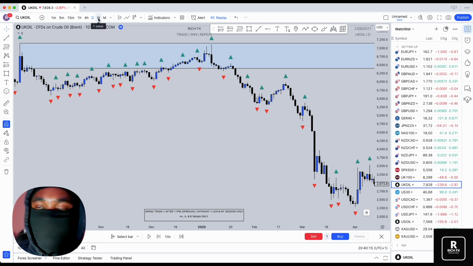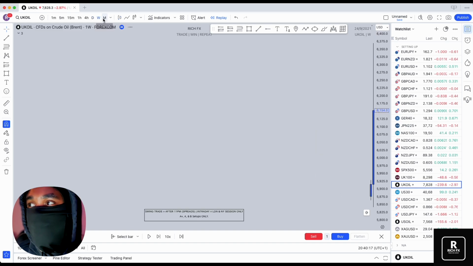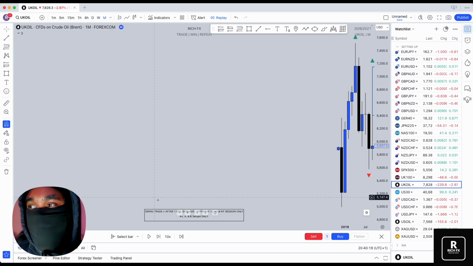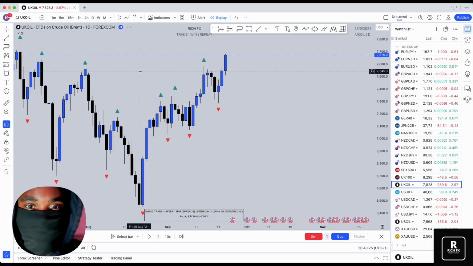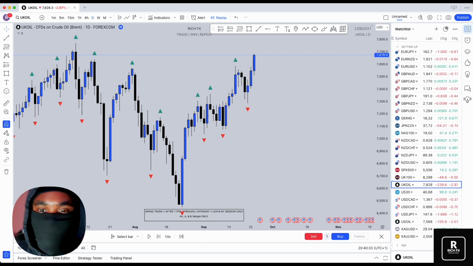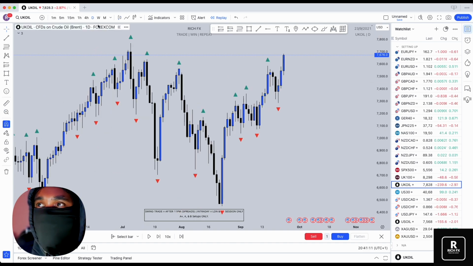So that's why I typically use the weekly and the monthly time frame with the wicks rather than the body and the wick, just because of that reason alone, because it could also give you false representations and false direction. Very simple, easy way to identify structure using fractals. I hope this makes sense to everyone.